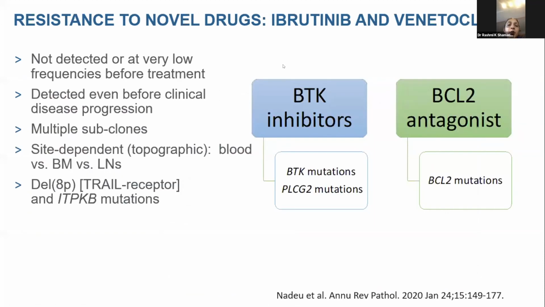So it's important that sequential NGS is just as important as baseline profiling. And in addition to mutations, there are several other alterations such as deletion 8p and the NFKB mutations that have been implicated but not performed for routine use. Next slide, please.